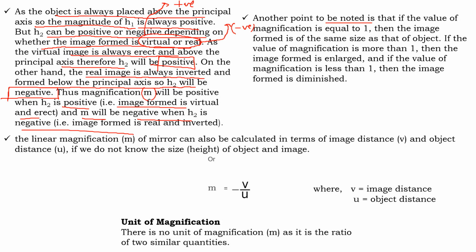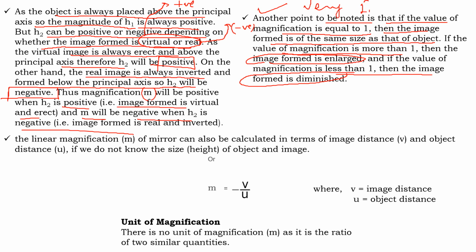Another point to be noted is that if the value of magnification is equal to 1, then the image formed is of the same size as that of the object. If the magnification is more than 1, then the image formed is enlarged. If it is less than 1, then the image formed is diminished. This is very important. Whatever value of m you get, it gives you the relation between the size of the image and the object.